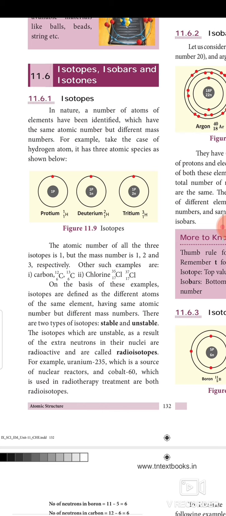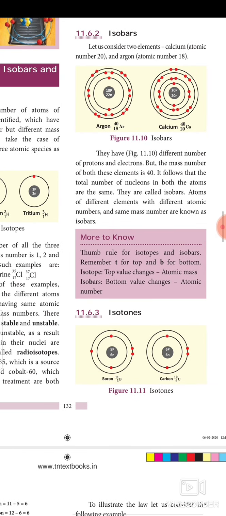There are two types of isotopes. One is stable isotope, another one is unstable isotope. The isotopes which are unstable as a result of the extra neutrons in their nuclei are radioactive and are called radioisotopes. For example, uranium-235, which is a source for nuclear reactors, and cobalt-60, which is used in radiotherapy treatment. These isotopes are formed due to the excess number of neutrons.